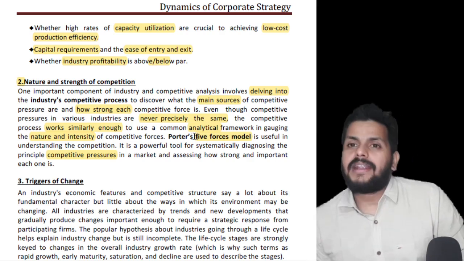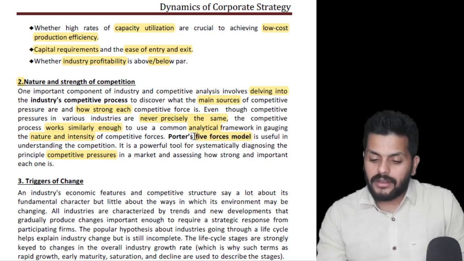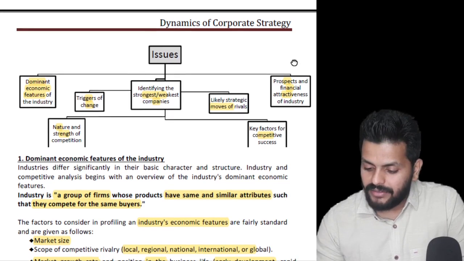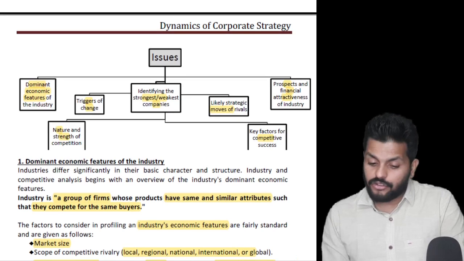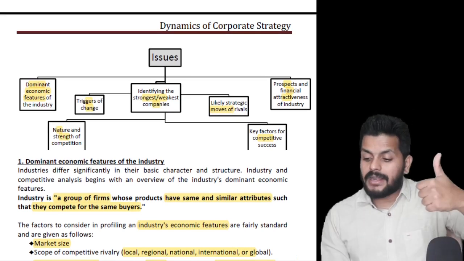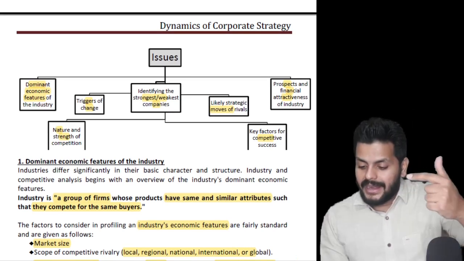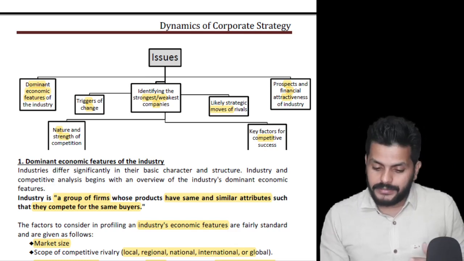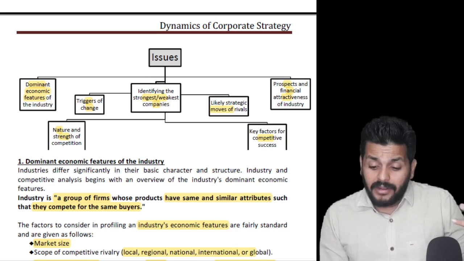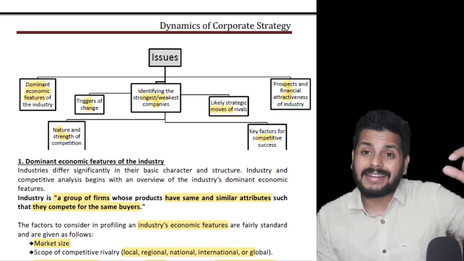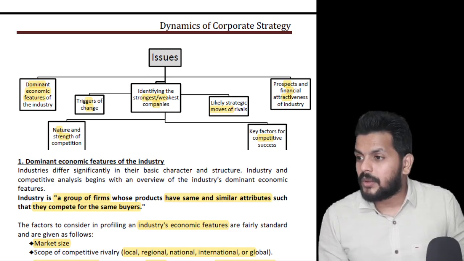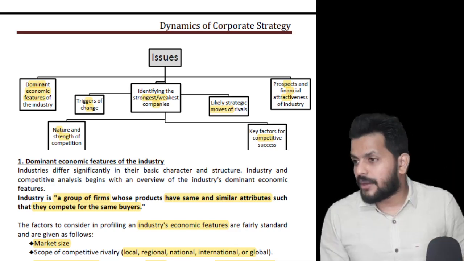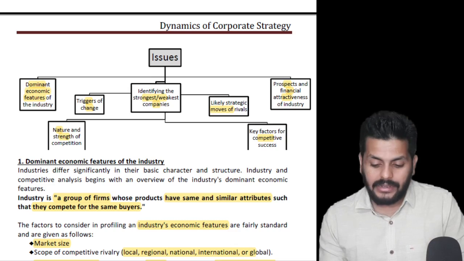So let's break it there. As part of industry and competitive analysis, you have seven factors, and we have discussed a couple of them in today's session: the dominant economic features of the industry, and how to understand the nature and strength of competition. We will then discuss one of the most important questions, because that alone can come in the exam. Which one? Triggers of change. From there, we will discuss the remaining five points clearly in our next session.